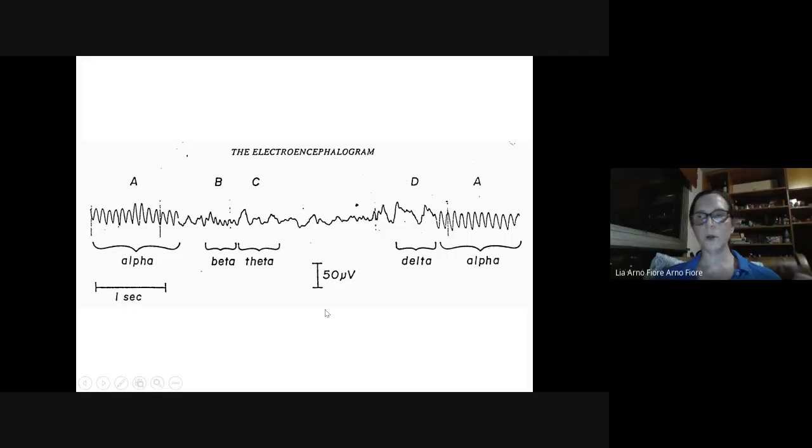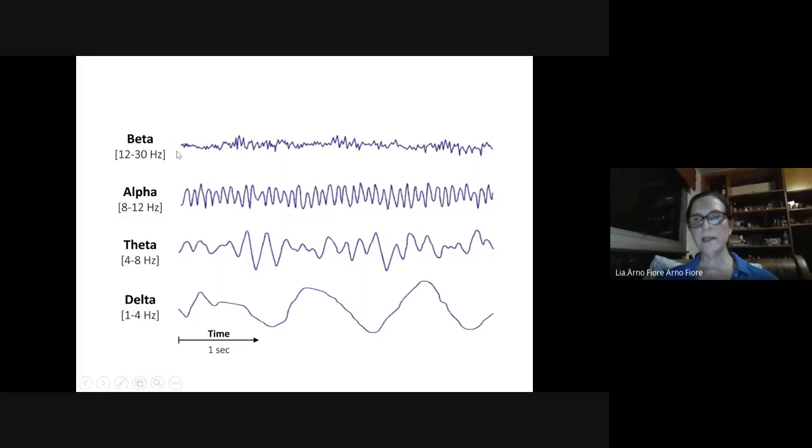So you see it's pattern recognition again. Beta is the fast one, alpha between 8 and 12 or 8 and 13, theta between 4 and 8, and delta between 1 and 3 or 1 and 4, in time.